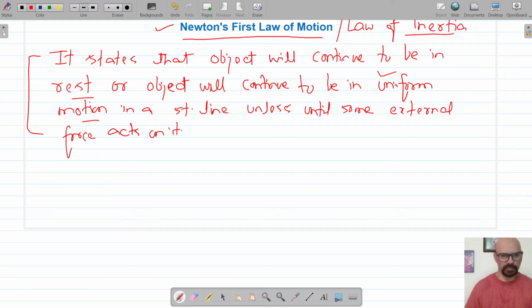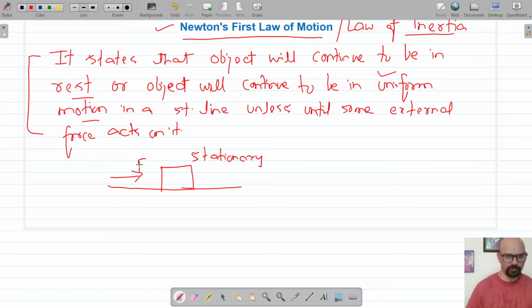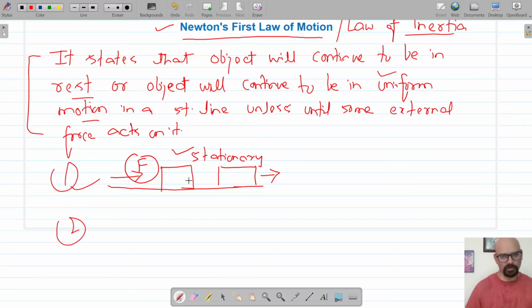Now let's consider an example. Let's say this is a block on a surface which is stationary. When we apply a force from this direction, it will start moving in this direction. So it will continue to remain at rest unless some external force acts on it. This is the first example, where an object at rest will continue to be at rest unless some external force acts on it. So when the external force is zero, the object will continue to be at rest.